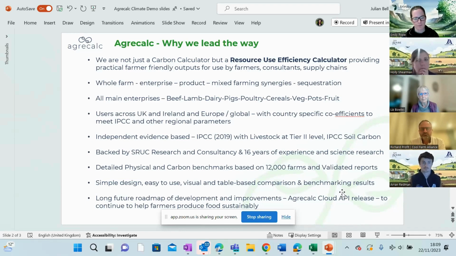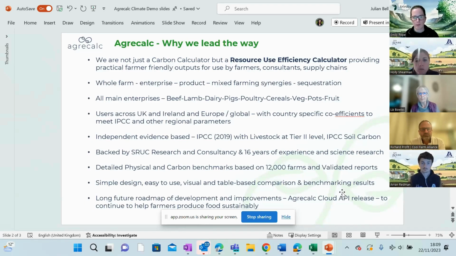As a user, some of the benefits of Agrecalc are: we've got over 12,000 farms in our database. The reports are validated, checked by an experienced agricultural consultant, and that means we have the best data we can in the database. That provides very valuable feedback, sector by sector, enterprise by enterprise, in a lot of detail in terms of carbon emissions, where the hotspots are, and also all the physical parameters of the farm and the performance of that enterprise.